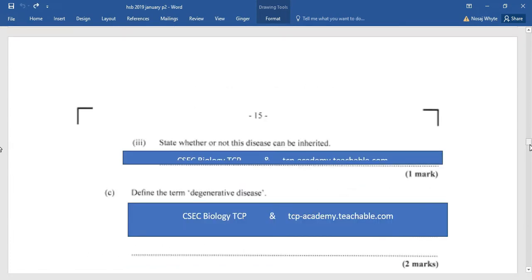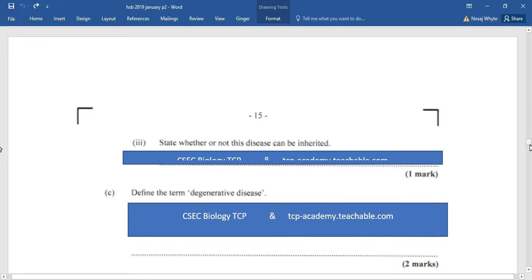State whether or not the disease can be inherited. So we're talking about Down syndrome. I hope we can recall that Down syndrome is pretty much caused when one of the chromosomes does not separate properly, and as a result the offspring might end up with 3 copies or an extra partial copy, which is usually on chromosome 21. That is what causes Down syndrome.